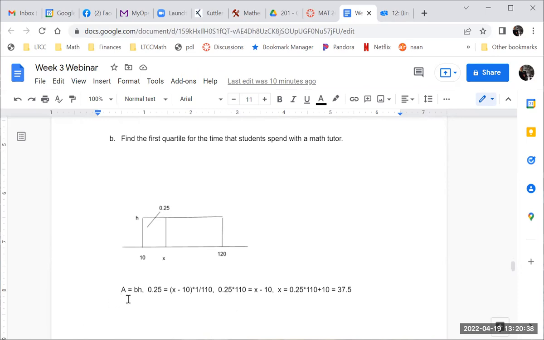So again, we just write down area equals base times height. Area we're given is 0.25. You see that? The base now is again the right minus the left, which is x minus 10. The height we already found was 1 over 110. So any questions at all on how I came up with this equation right here?